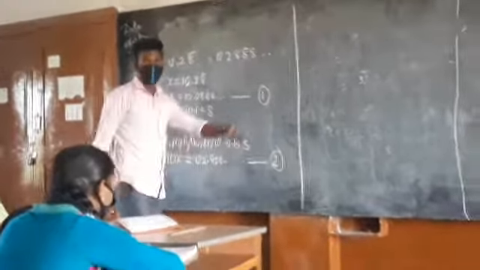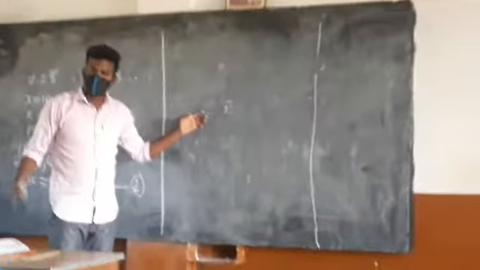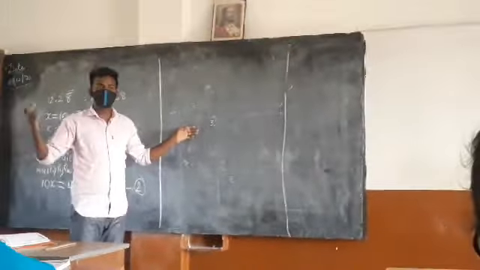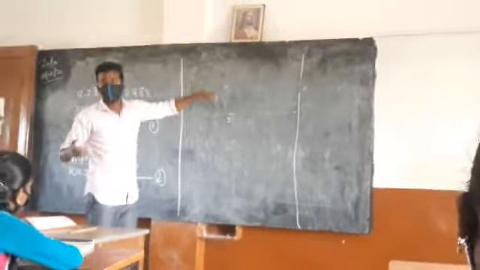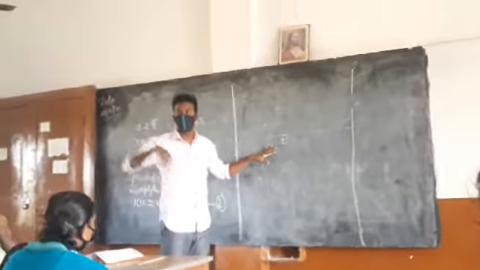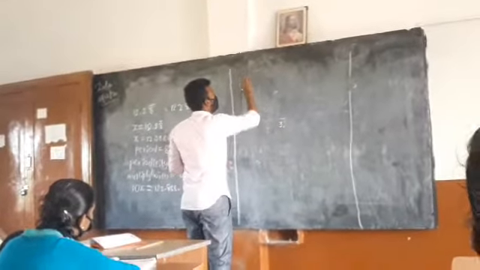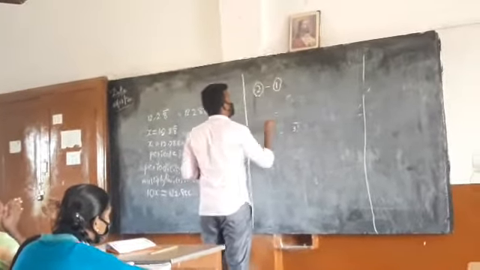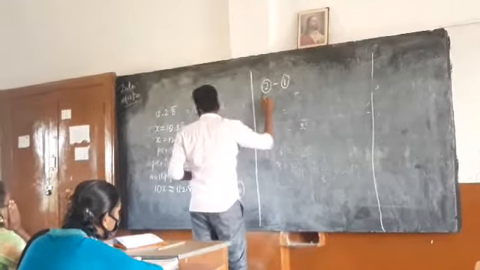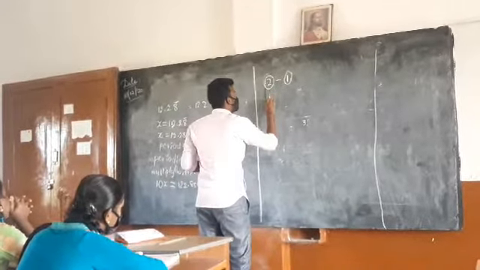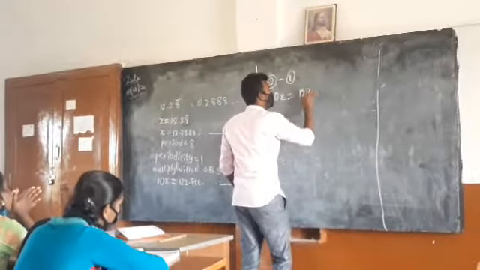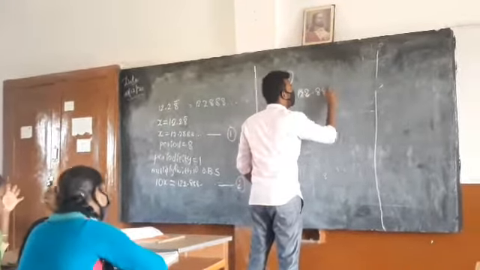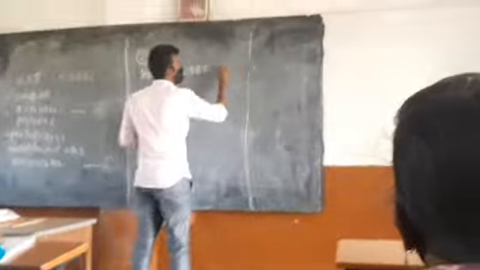So what is our next step? Subtract equation 1 from equation 2. That means 2 comes first. 10x equals 122.888 and so on.